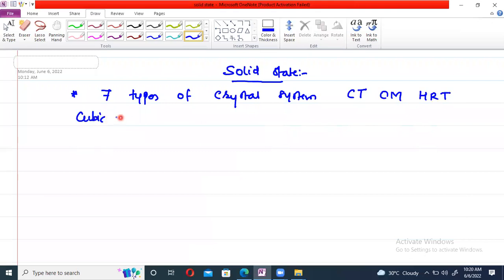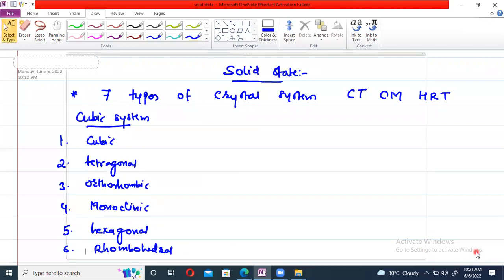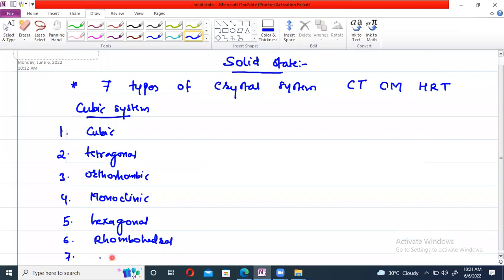If you write crystal system, these 7 are there. One is C, then T, then O, M, then H, R, and one more T. C stands for cubic, T stands for tetragonal, O stands for orthorhombic, M stands for monoclinic, H stands for hexagonal, R stands for rhombohedral, and one more T is there, that will be called triclinic. So just remember the term CTOM HRT.